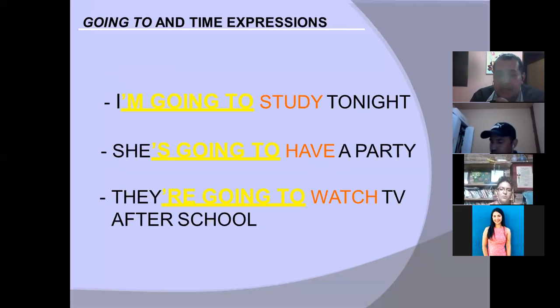I'm going to study tonight. She's going to have a party. Remember, at the end of the sentence, we can include the time expression. For example, in this case, it can be tomorrow, next weekend, next year, etc.